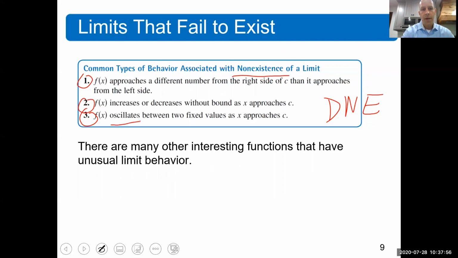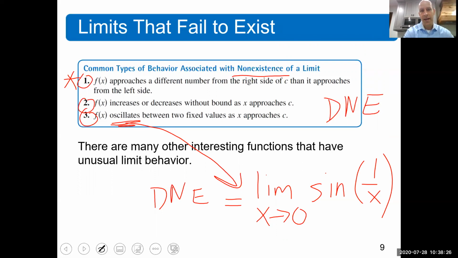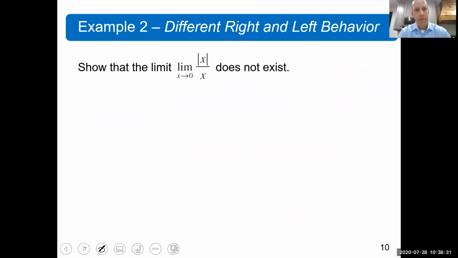Then when it oscillates, now I'm only going to do an example of one. If you're interested, this one here is actually pretty cool. Consider this limit, and I think I'm getting this right, but it's the sine function with 1 over x. We may do that in class, but this is a great example of a limit that is DNE. Does not exist, and the reason is because it's oscillating between two fixed values. But anyways, let's do an example of the first type.